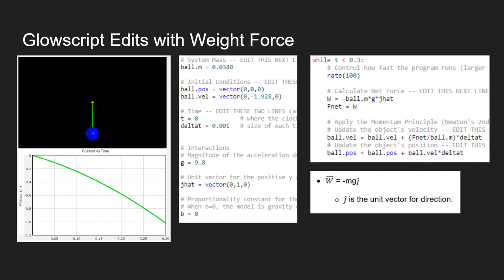We will use the weight force formula in this program, setting g equal to 9.8, since it is the gravity on Earth, b equal to 0 since we are not accounting for drag force yet, and j hat equal to 0, 1, 0, the unit vector for direction. Weight force is set to equal net force since it is the only force acting on the object right now.